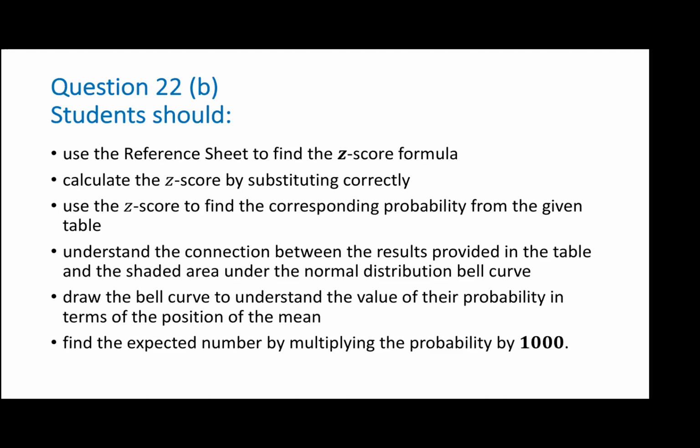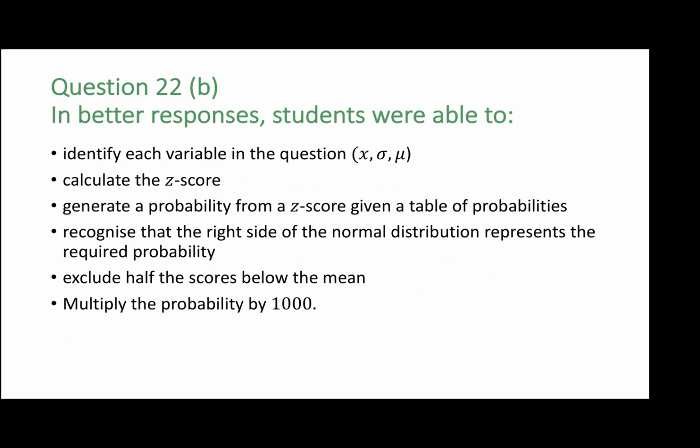If they draw the bell curve to understand the value of their probability in terms of the position of the mean, that's also very helpful. And then, of course, finally, the question does ask to find how many babies, so we're multiplying that probability by 1,000. So in better responses, students did identify each of those variables to substitute into the z-score formula. They were able to generate a probability from a z-score given a table of the probabilities. They were able to recognise that the right side of the normal distribution represents the required probability, so they were then required to exclude half the scores below the mean. And then finally, they multiplied their probability by 1,000.